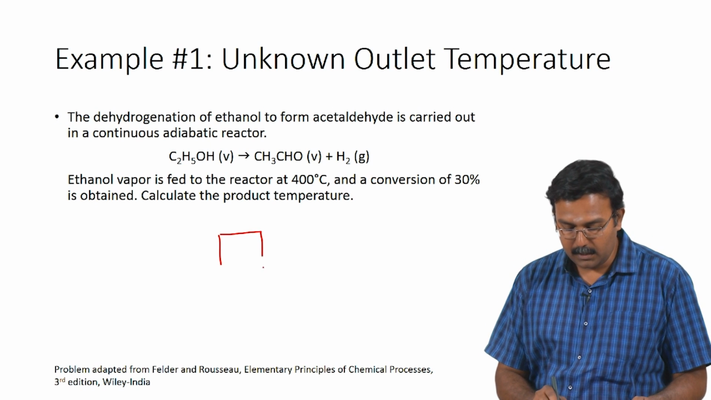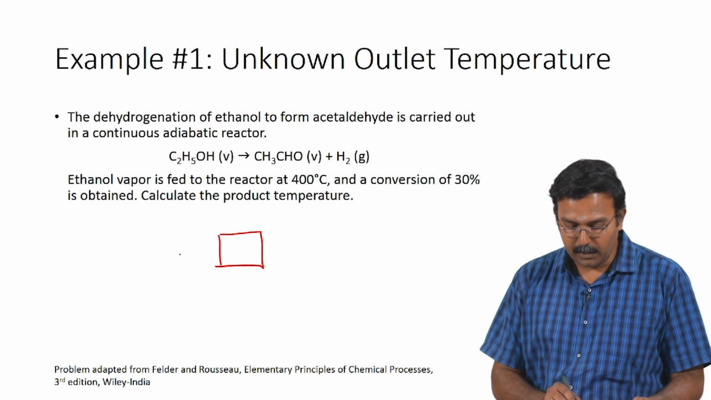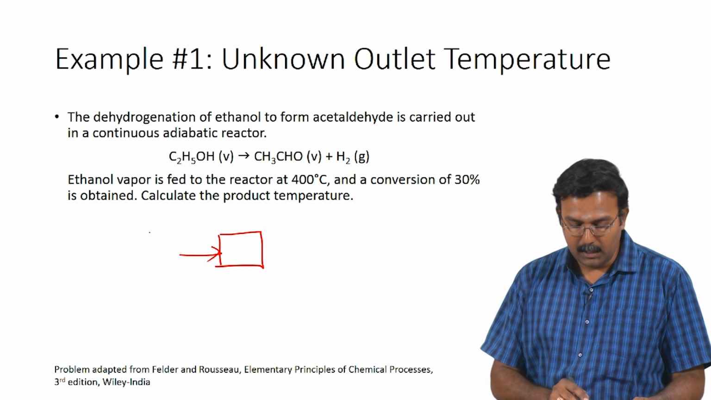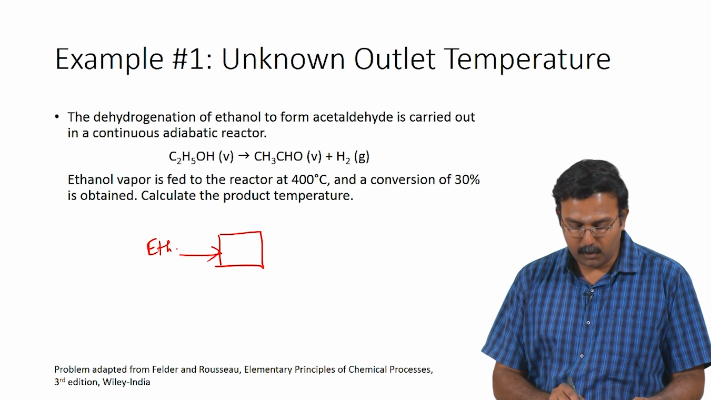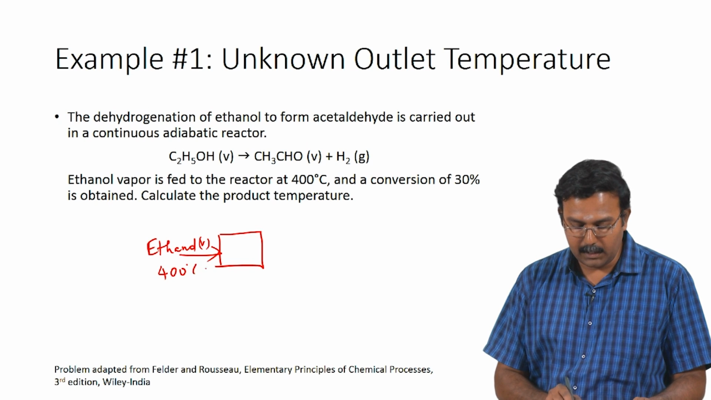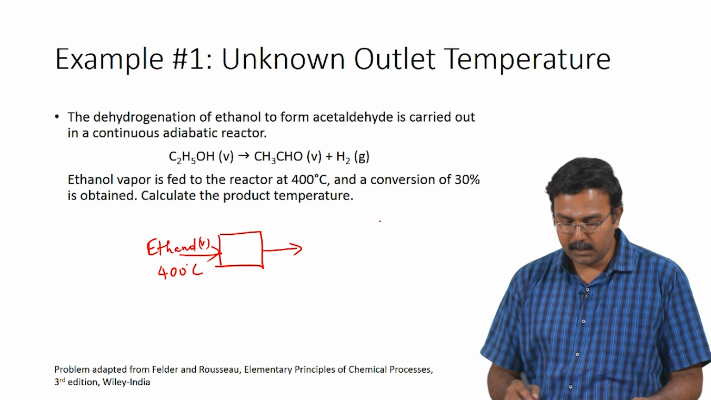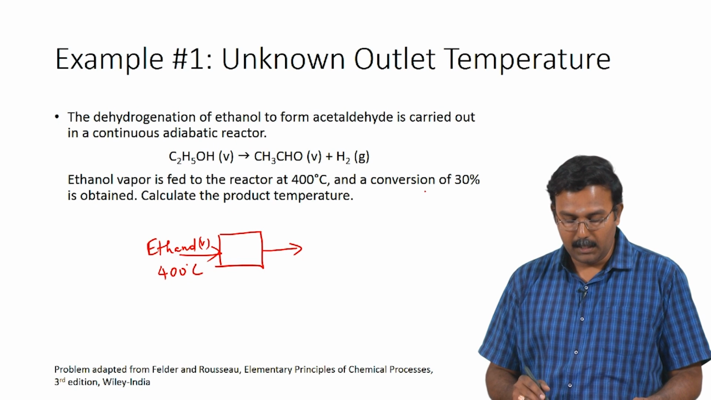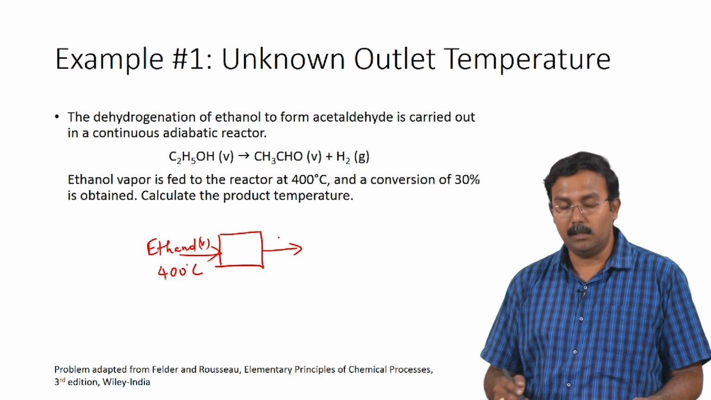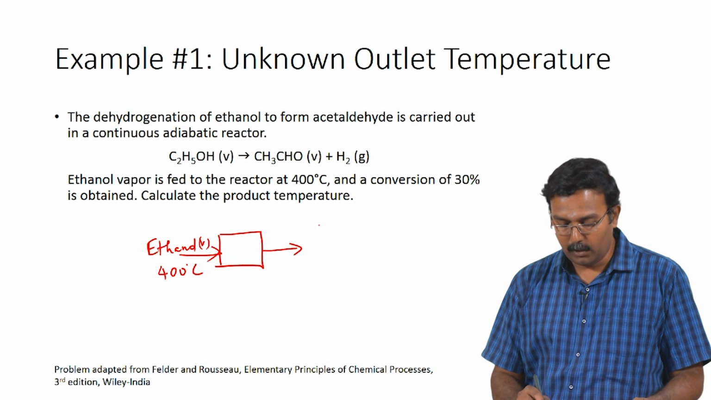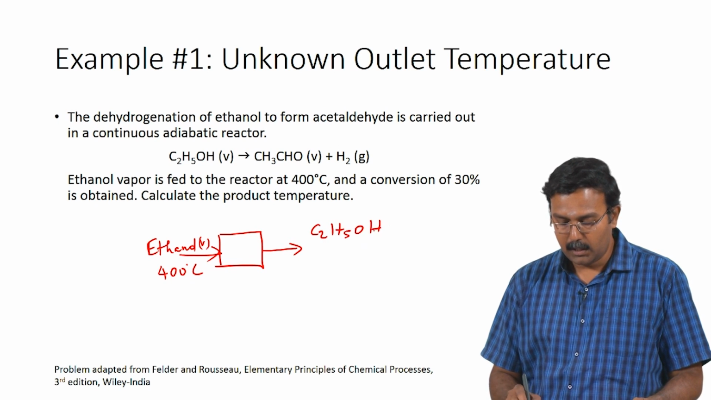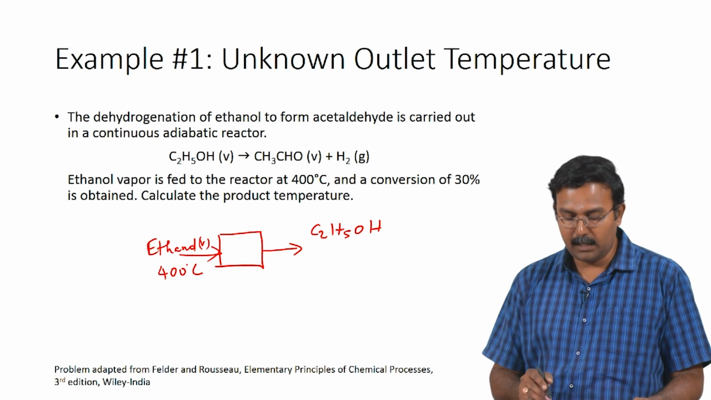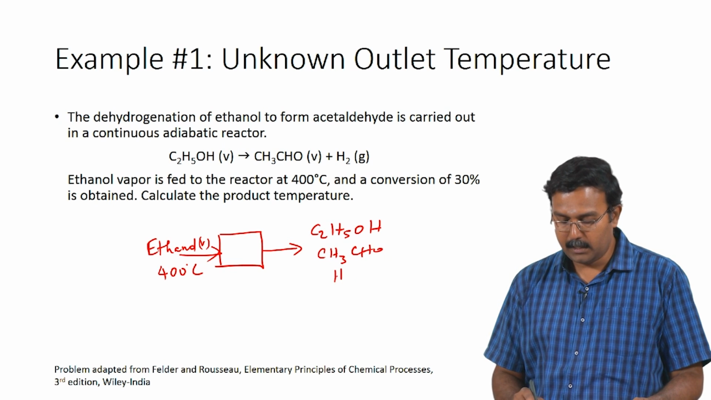What you have is a reactor where the dehydrogenation of ethanol is taking place. Let us assume that the inlet is only ethanol. You have ethanol vapor and it has been given that it is coming in at a temperature of 400 degrees Celsius, and you would have a product stream which would have unreacted ethanol. We know that the conversion of ethanol is only 30%, that means 70% of ethanol entering will actually be leaving the system. So, you would have ethanol which is C2H5OH, and you will also have the acetaldehyde which has been formed, CH3CHO, and hydrogen which has been formed.